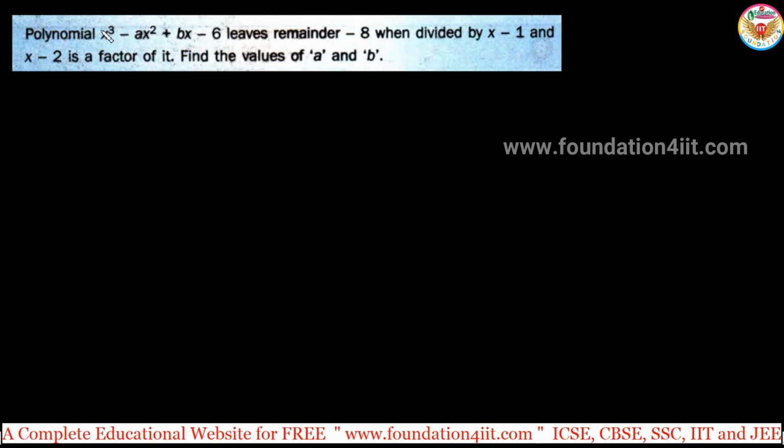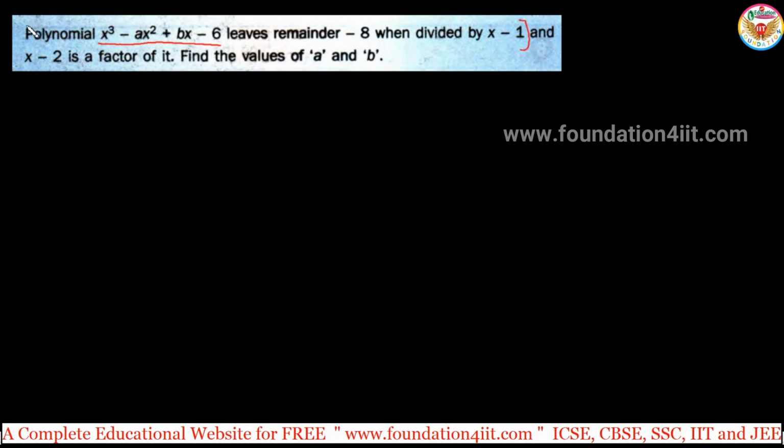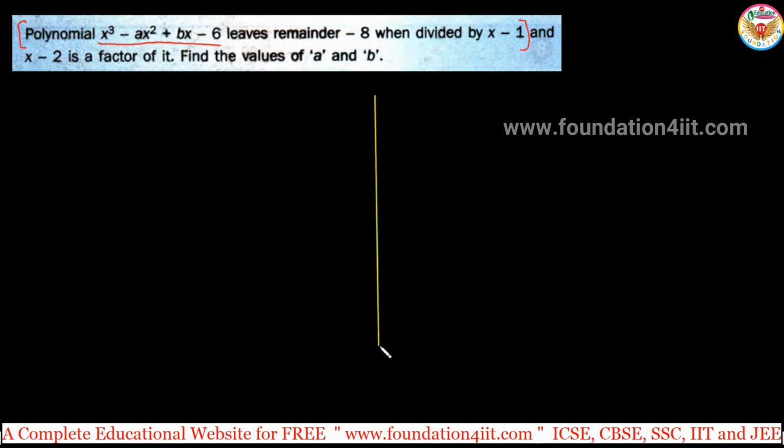Here is the question. The polynomial x cube minus ax square plus bx minus 6 leaves the remainder minus 8 when divided by x minus 1, and x minus 2 is a factor of it. So till here is one line: leaves remainder minus 8 when divided by x minus 1. Right? Let us take two equations.